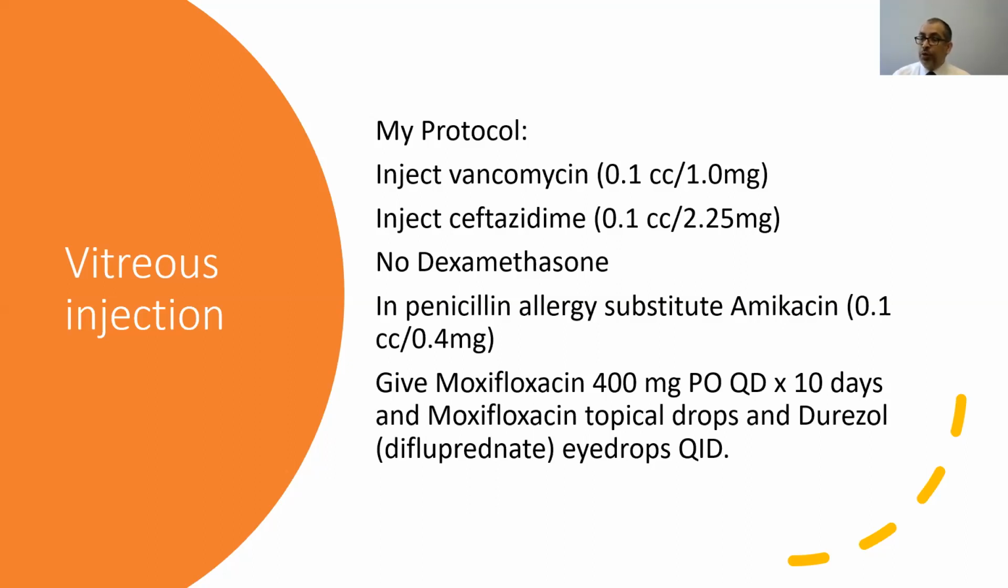And I always put them on oral moxifloxacin, which has been proven to have good penetrance into the vitreous cavity and crosses the blood-retinal barrier. I give them 400 milligrams PO once daily for 10 days. And I will put them on topical moxifloxacin, Vigamox, and Durezol, difluprednate, eye drops, QID. And if the eye is very inflamed, then I can go up with Durezol every 2 hours. That's my steroid of choice, topical, not injectable.